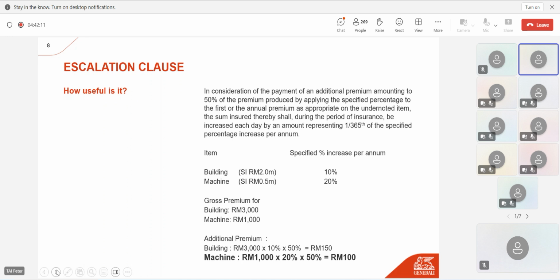Okay, what does it mean? Okay, all you can see is 1/365. What does it mean? To be honest with you, escalation clause means you can claim more than your sum insured from the start of the year, by allowing escalation, meaning an increase in sum insured.